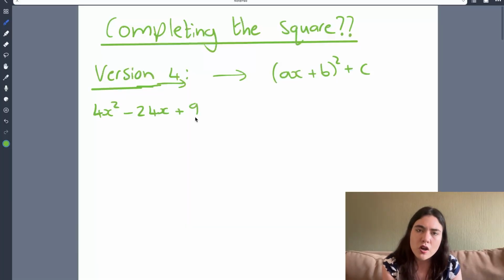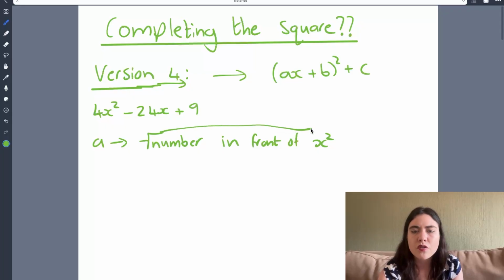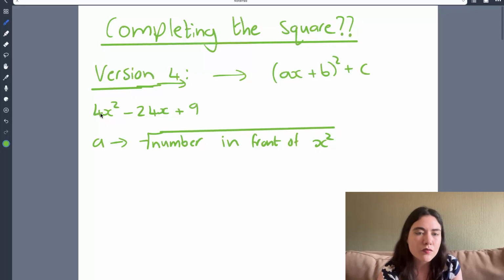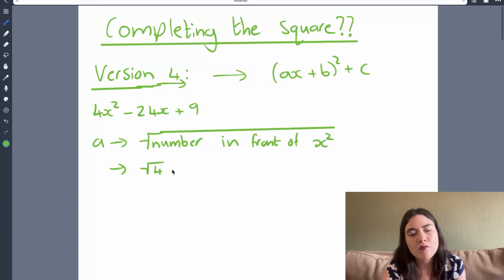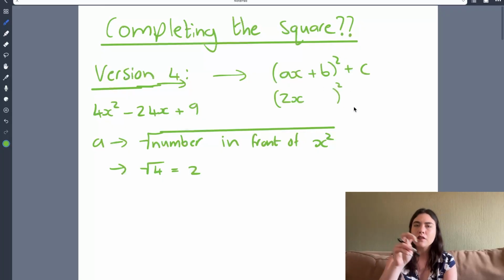All right, so we're going to start by trying to find a. So a is quite simply the square root of the number in front of x squared. The number in front of x squared in this case is 4. So we basically take the square root of 4, which is equal to 2. Now, right underneath my example, I like to write every number once I've found it, because I'm basically trying to fill in this form.